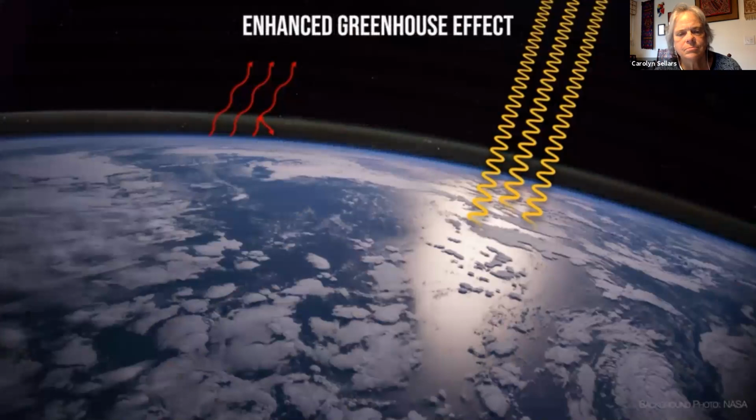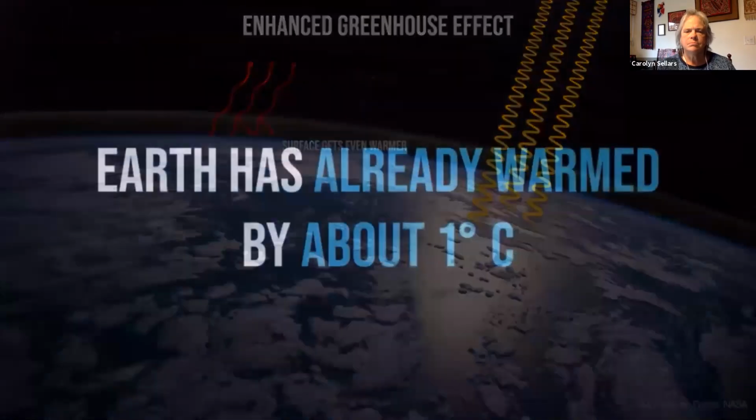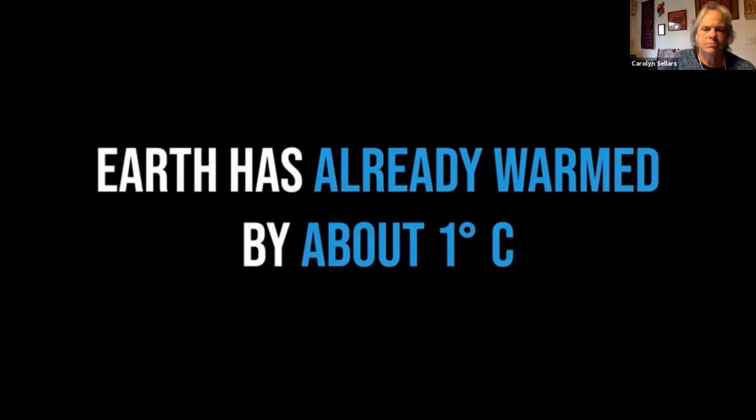But then humans come along and we add some more of those gases to the atmosphere. It'd be like adding another blanket on your bed in the wintertime. It traps more heat and keeps you toastier, a little bit warmer, and so on. And so this enhanced greenhouse effect traps a little bit more heat, radiates a little bit more down, and it warms the surface even more. And so far, we've warmed the planet about 1 degree Celsius.